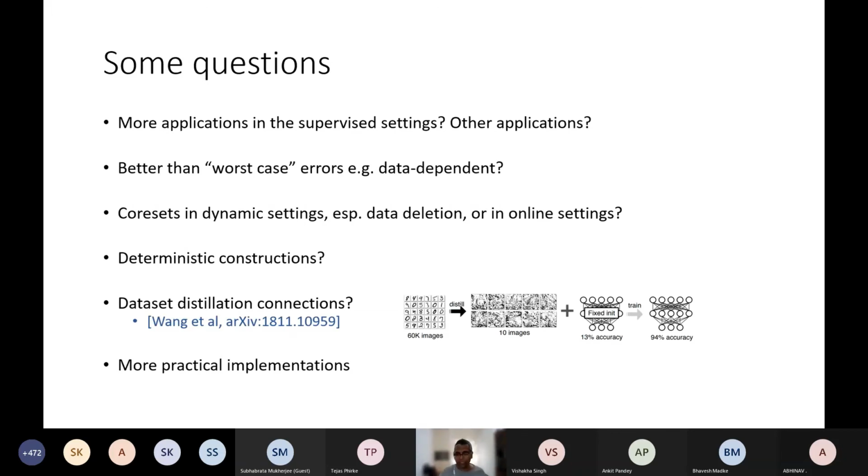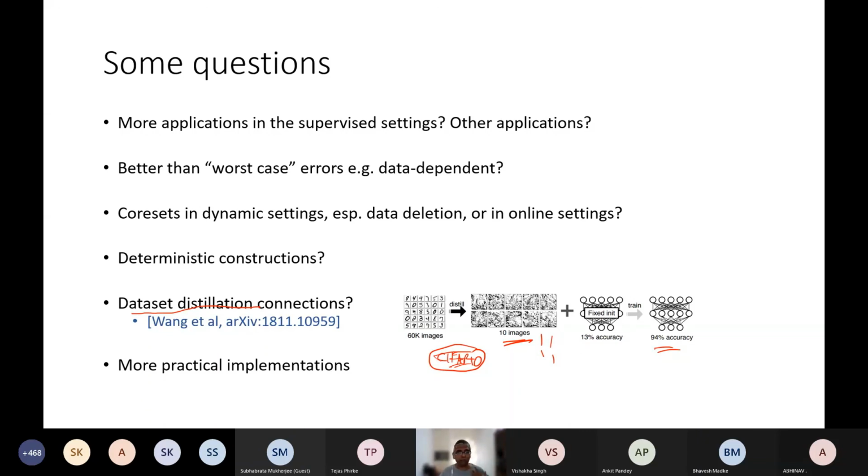One open question that we've been looking at is, if you look at this paper, there's something called dataset distillation. It basically says that on MNIST, you can create 10 images, one image per class, and based on that you can get 94% accuracy. That's an empirical way of creating this core set.